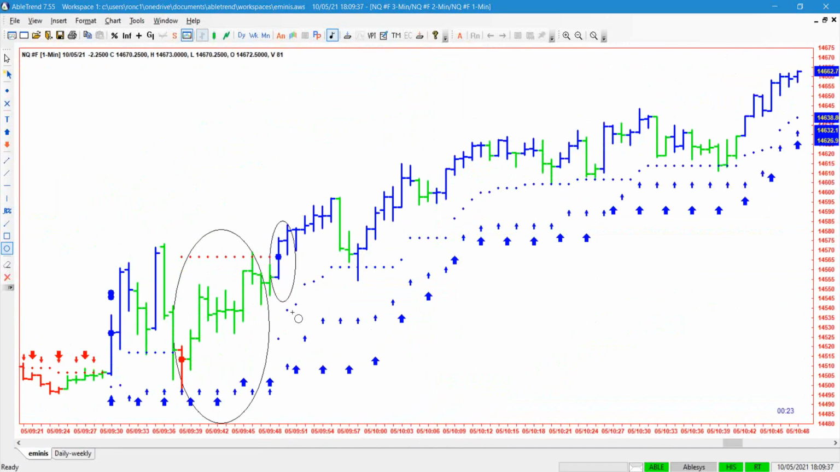You got a perfect triple confirmation buy signal right there. 1 minute dot, 2 minute small arrow, 3 minute big arrow. All three are telling us at the same time, this is a great time. The odds are very much in our favor to buy it. It's a great trade, according to Abletrend. So you don't want to miss these. You don't want to miss any signals.